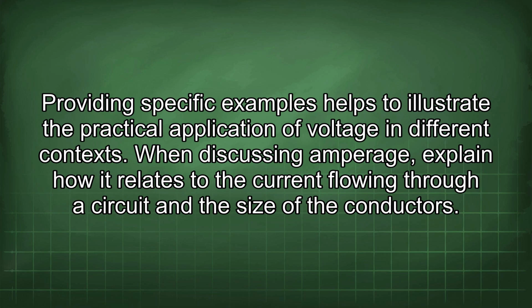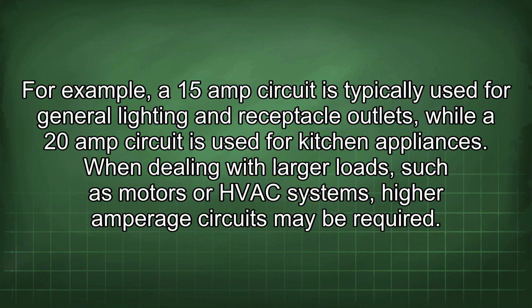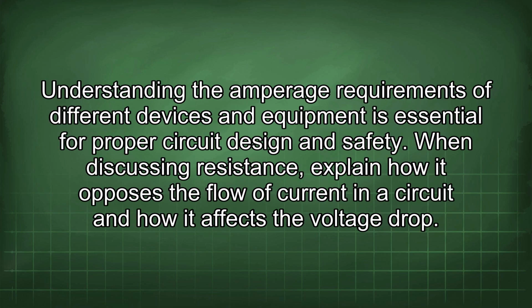When discussing amperage, explain how it relates to the current flowing through a circuit and the size of the conductors. For example, a 15-amp circuit is typically used for general lighting and receptacle outlets, while a 20-amp circuit is used for kitchen appliances. When dealing with larger loads, such as motors or 8-track systems, higher amperage circuits may be required. Understanding the amperage requirements of different devices and equipment is essential for proper circuit design and safety.